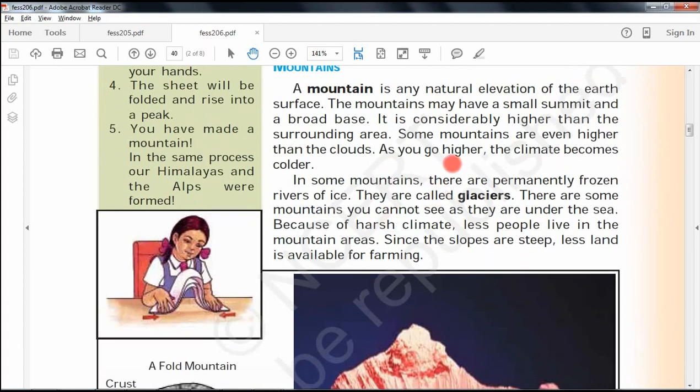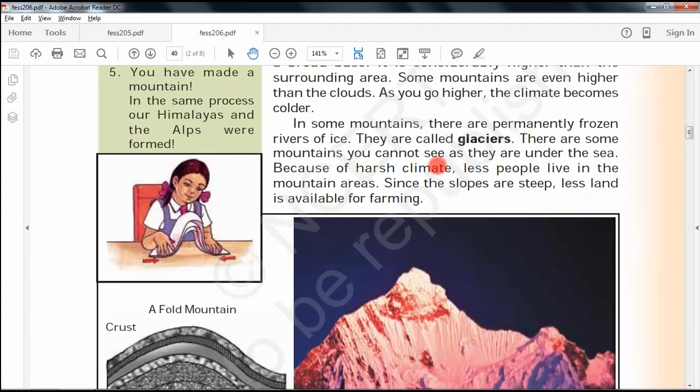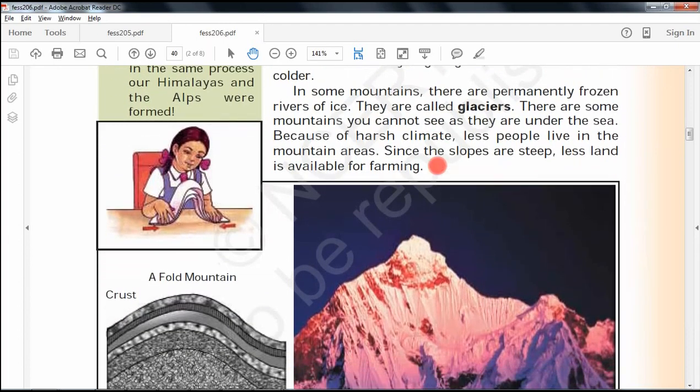Mountains. So mountain is any natural elevation of the Earth's surface. The significant feature is that mountains have a small summit and a broad base. It is considerably higher than the surrounding areas. Some mountains are even higher than the clouds. As we go up on mountains, the temperature becomes low. And there are some permanently frozen rivers of ice on the mountains. They are called glaciers. There are some mountains under the sea as well, which we cannot see.